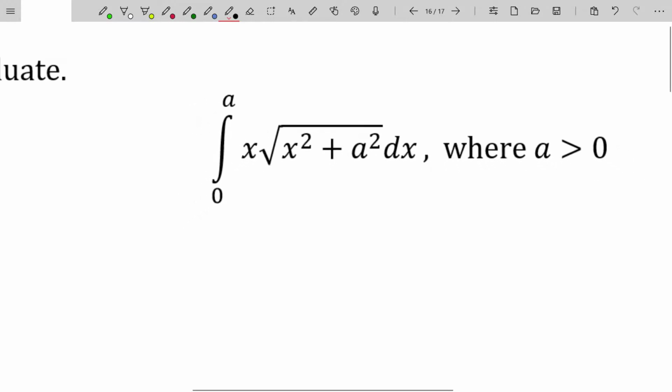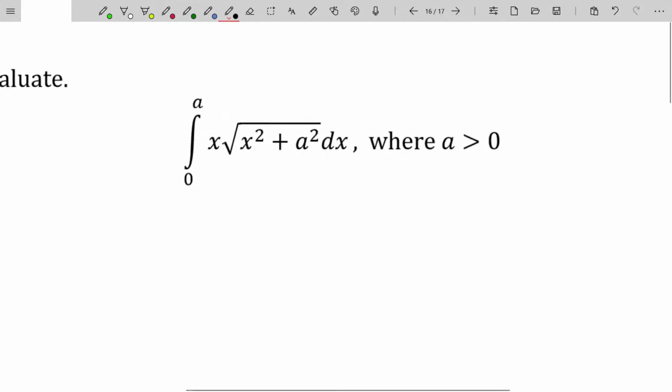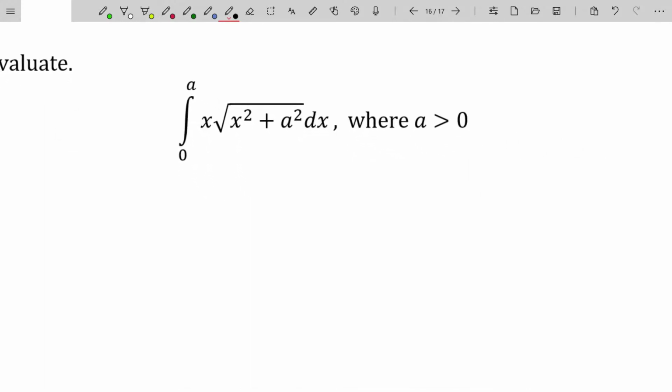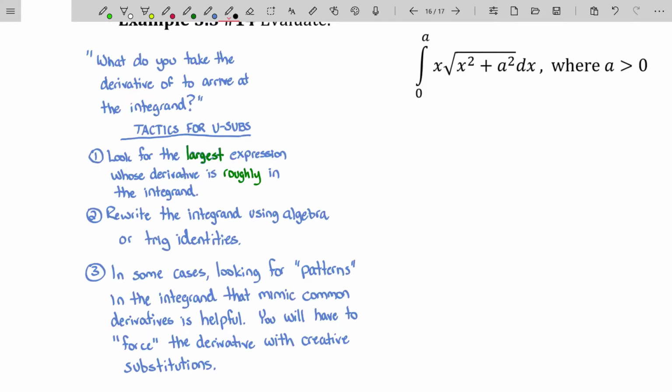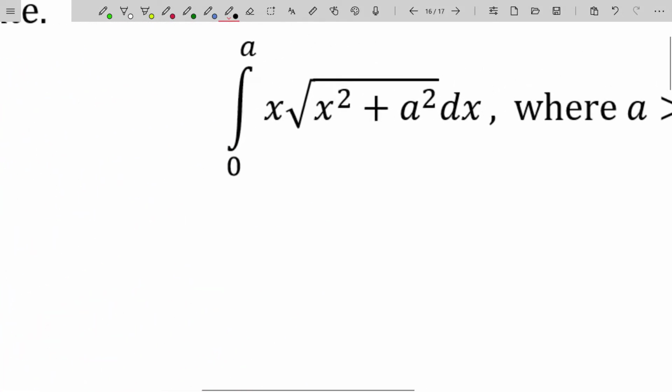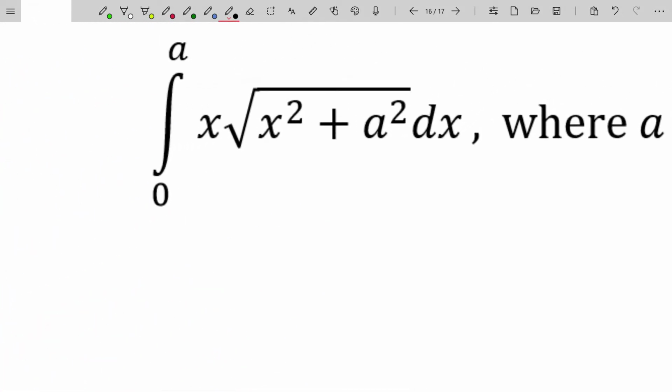So when you look at this, you really do not have an antiderivative here that you know of. So we'll go ahead and assume that we must use substitution. Right? I don't know what I would take the derivative of to arrive at that. So now, following our tactic here, we're going to look for the largest expression whose derivative is roughly in the integrand. Now, in reality, there are a couple really good choices here.